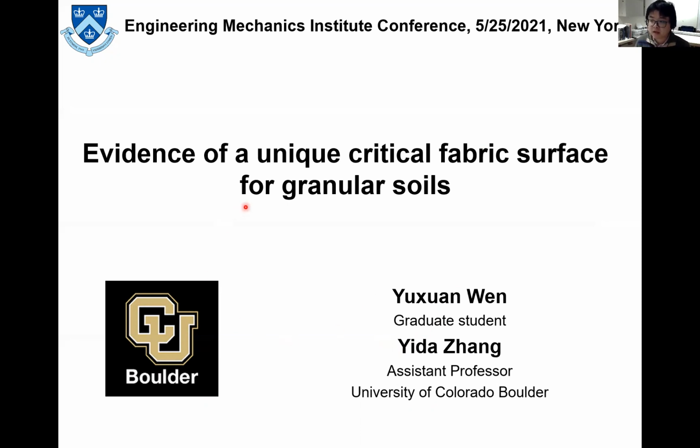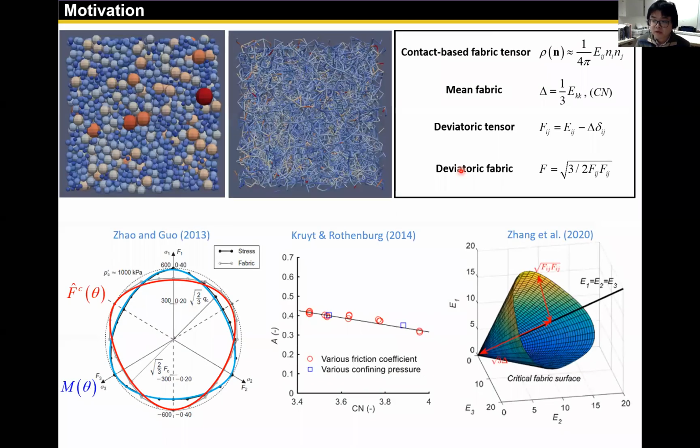Today my topic is evidence of a unique critical fabric surface for granular soils. In soil mechanics, the internal structure of the soil has a huge influence on the soil behavior, and there are many methods to describe the internal structure of the soil. The most common way is to use a second-order fabric tensor to describe it. This fabric tensor can be void-based or contact-based, and the contact-based fabric tensor is most commonly used in the field.